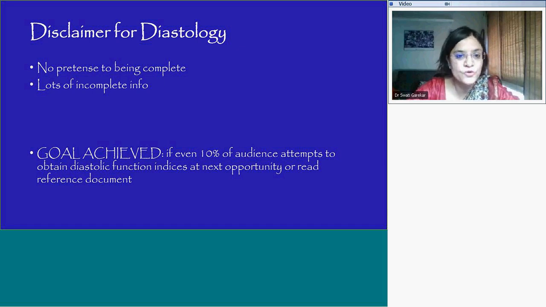No pressure at all that this is going to be complete. Lots of incomplete information, in fact. And whether my goal is achieved, if at least 10% of the audience here today attempts to obtain diastolic function in diastasis within the next few weeks at the Trinity, or at least reads up diastolic function assessment.